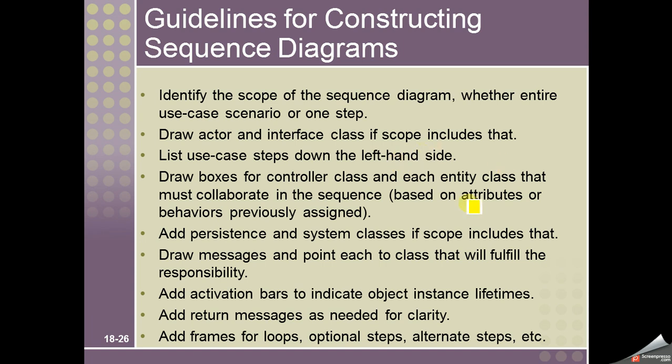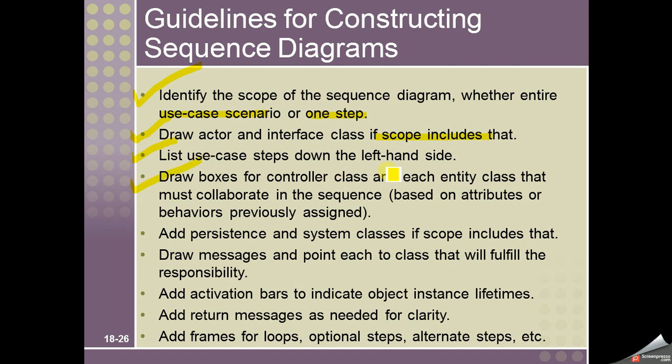We'll quickly go through the guidelines for constructing a sequence diagram. First of all, we identify the scope of the sequence diagram. It can be for the entire use case scenario, or if it is a complex use case, it can be for one step as well. Draw actor and interface classes if the scope includes that. List use case steps down the left hand side, right? So all the steps are put on the left hand side.